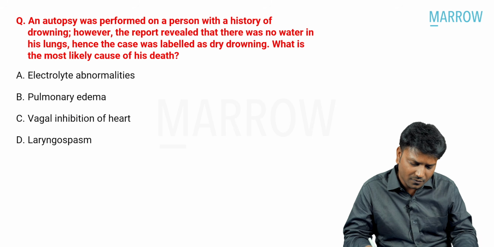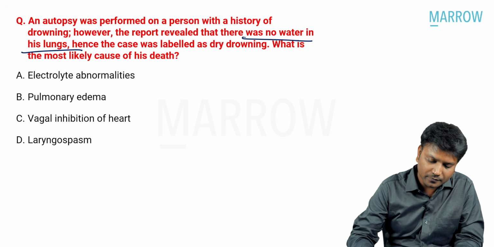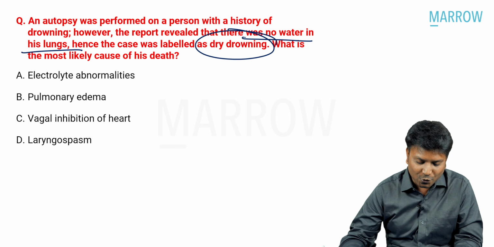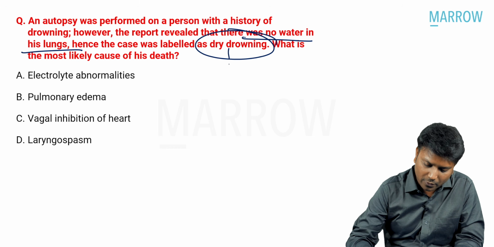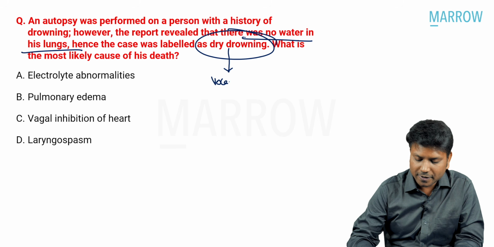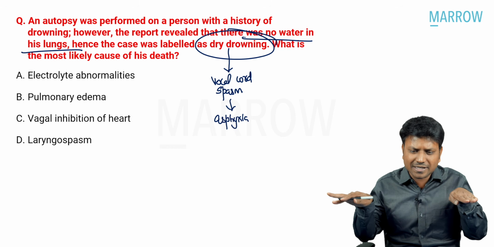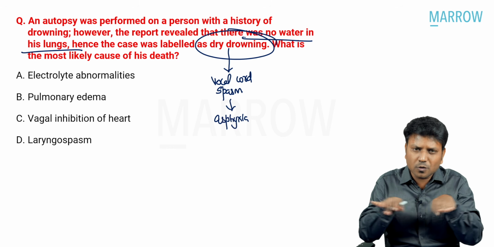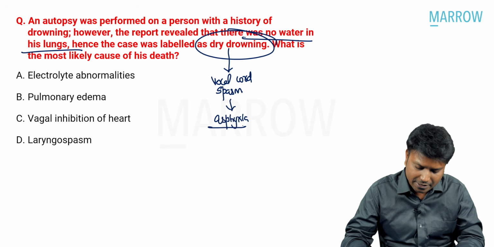Easy question. An autopsy was performed on a person with a history of drowning. However, the report revealed there was no water in the lungs at all. People call it dry drowning. So what is the most likely cause of death? Remember, we have something called dry drowning. In dry drowning, what happens? There is reflex vocal cord spasm. When there is reflex vocal cord spasm, the person will die of asphyxia. When the water suddenly enters the airway, the vocal cord reflexly closes. When it closes suddenly, not only the water, even air can't go inside. When the air cannot go inside, the person dies of asphyxia.